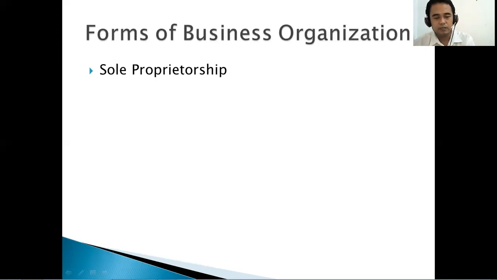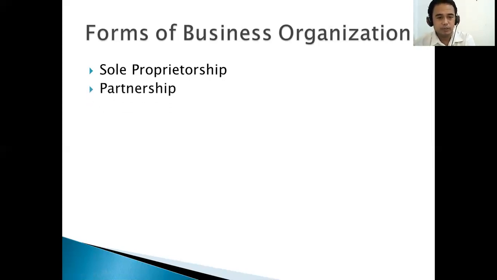Another one: since only one person is managing the business, there are many instances wherein a sole proprietorship has problems with funds and investment. There is only one owner, so the investment is smaller. So another form of business organization emerged.